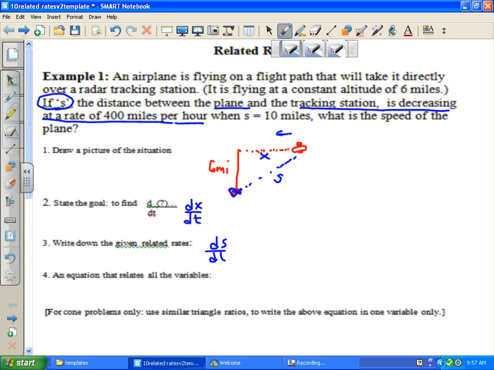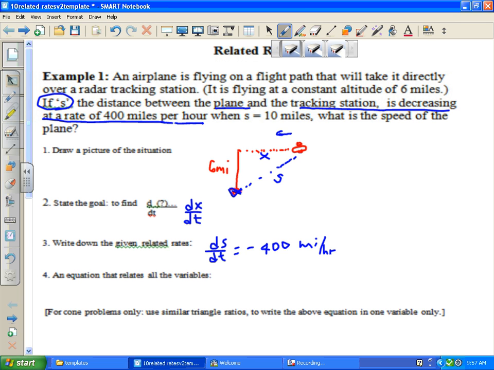Good. Somebody even thought about the negative one. It is negative because that distance is decreasing, right? So we're going to put negative 400, and the units are miles per hour. But that distance may be a variable. That rate may be a variable rate. It may not be the same rate at any given moment.